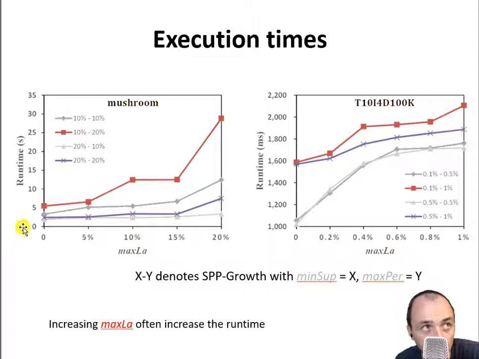So what we did, we evaluate the runtime for the mushroom, the other database, and all the database. Here I just show 2 of them. And we test our algorithm with different parameters. So here we change the maximum liability parameter, and we have different lines to indicate different minimum support, maximum periodicity. So what we find out, if we increase the maximum liability, it will increase the runtime. Here you can see. And also if we increase the minimum support or the maximum periodicity.